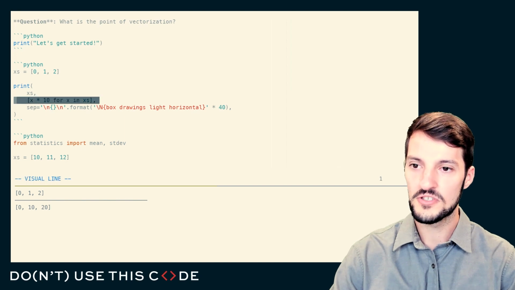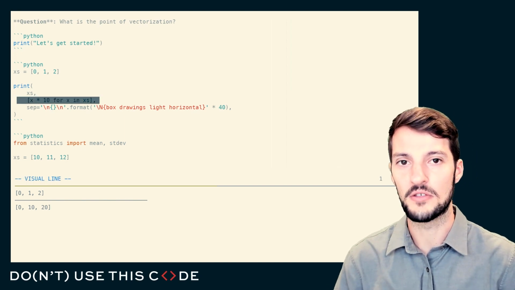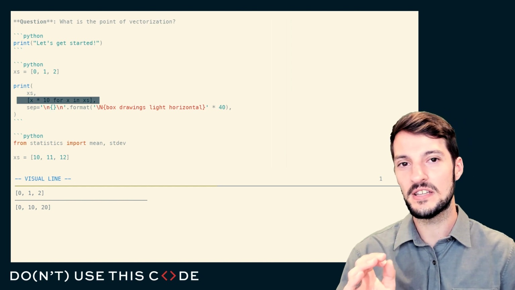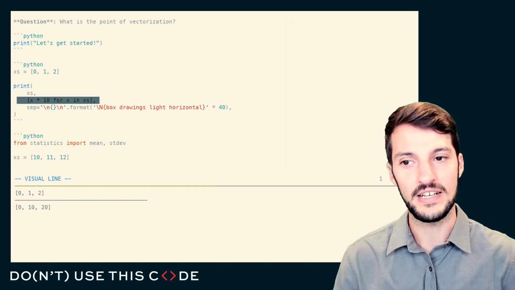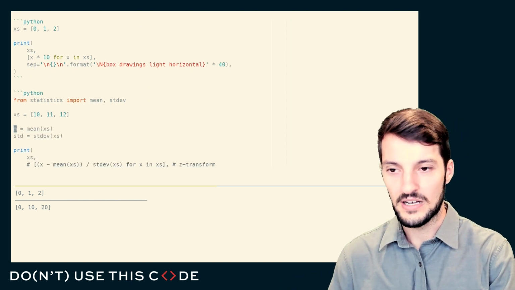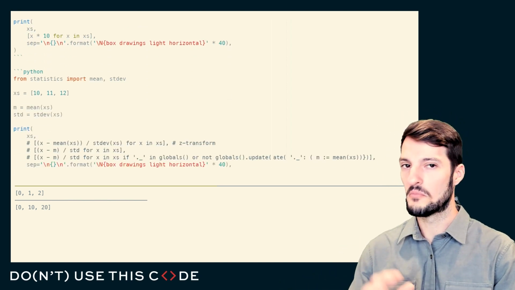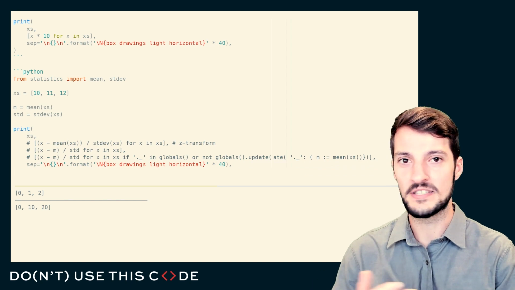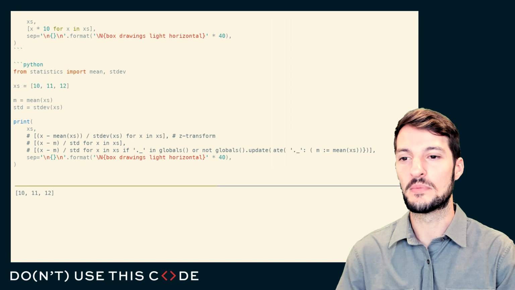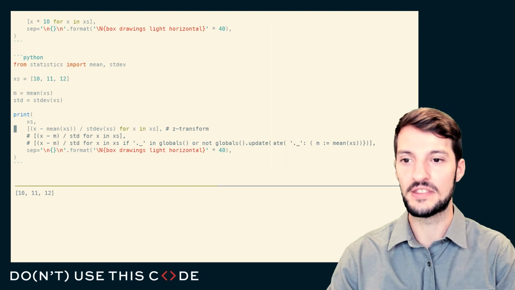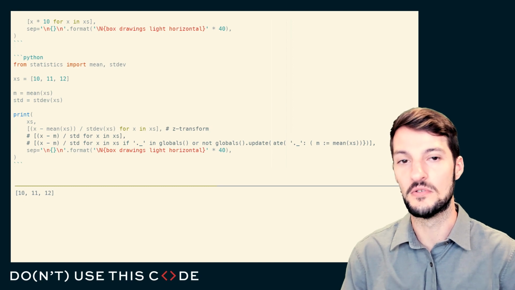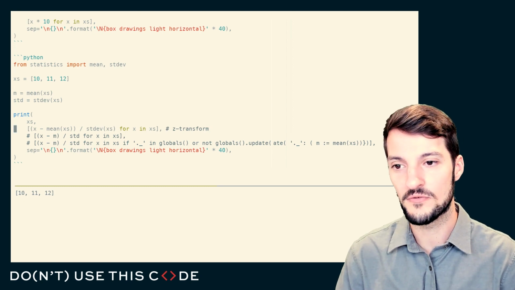I need to use some type of looping mechanism, either a for loop or a list comprehension here, and I need to specifically operate on each element in a very explicit manner. Now I can even do things in pure Python that are more on the statistical side or more on the advanced mathematical side, if you will. I can, let's say, import something from the statistics library and I can calculate the mean and I can calculate the standard deviation. I can use these values to normalize my data or to z-transform it.